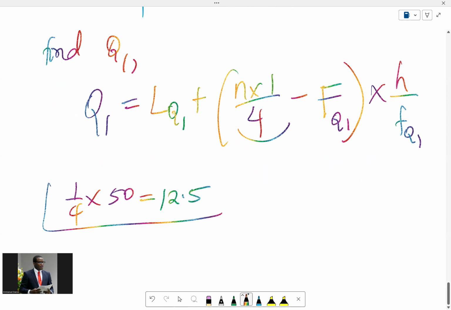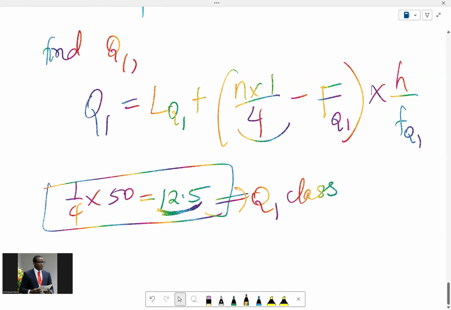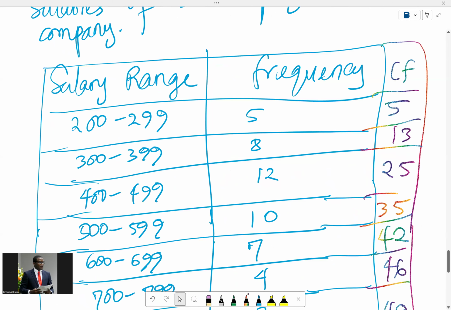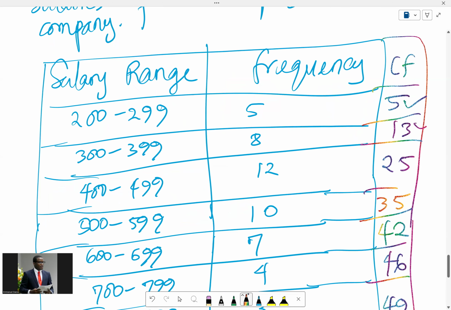So the quartile class is here. This indicates that wherever the cumulative frequency is 12.5, that is the first quartile class, the Q1 class. So let's see where we have a cumulative frequency of 12.5. The first one is 5, the second one is 13, so 12.5 is inside this 13. So this is actually the Q1 class.